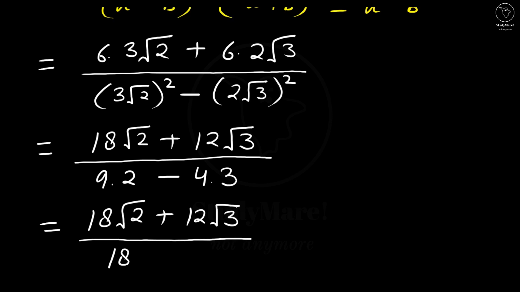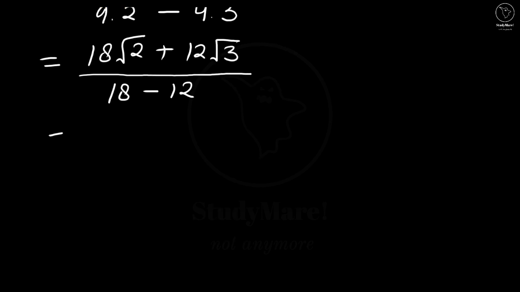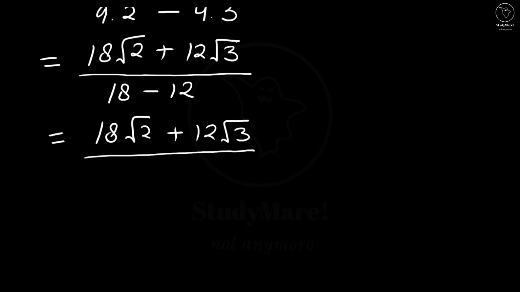into 2 18 minus 4 into 3 12, which is equal to 18 root 2 plus 12 root 3 divided by 18 minus 12 is 6, which is equal to, here if you see we have 18 and we have 12, so we can take 6 as common. Why are we taking 6 as common? So that we can reduce this 6 from the denominator, and it makes the simplification easier.